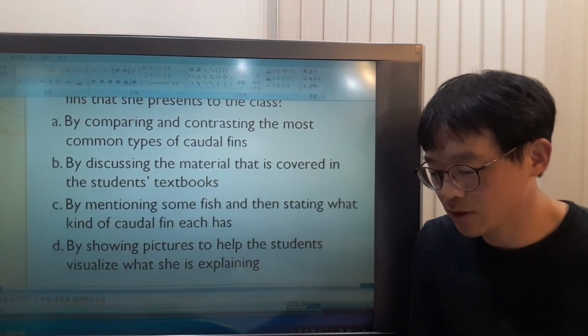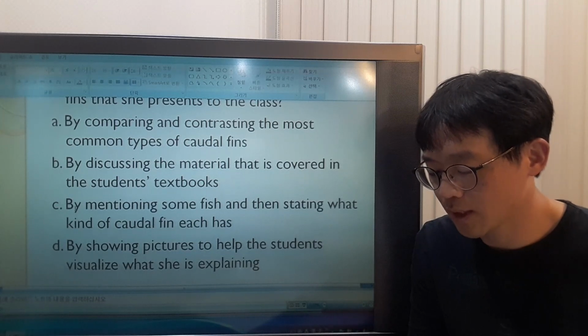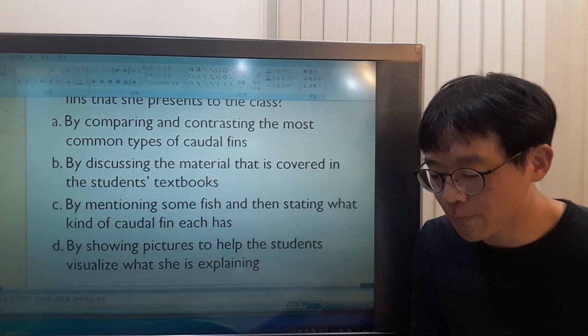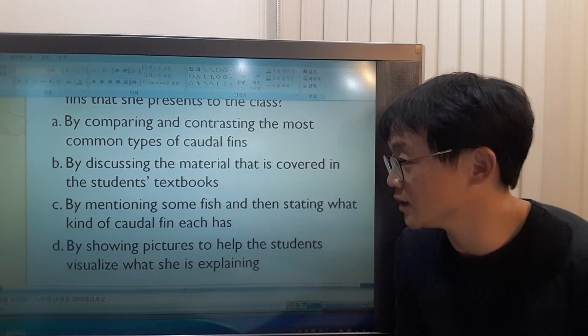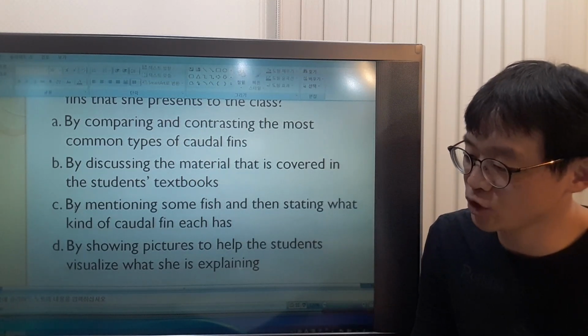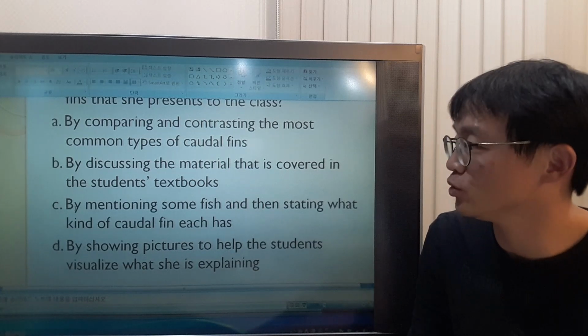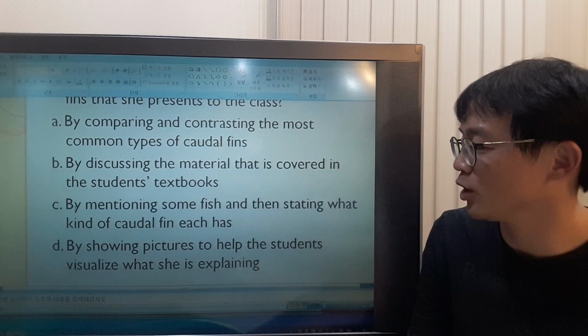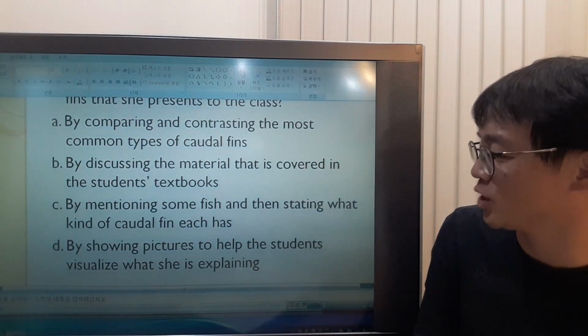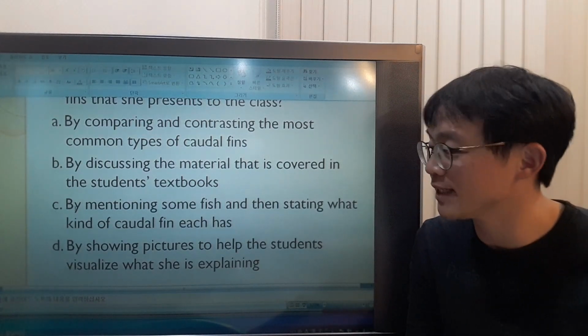When you listen to the passage, right, there's a part like this. Let me show you some pictures of a few different caudal fins. So what is she doing as she explains? She shows the pictures. So D would be the answer. By showing pictures to help the students visualize what she is explaining.